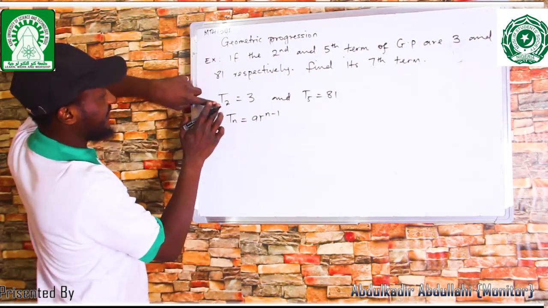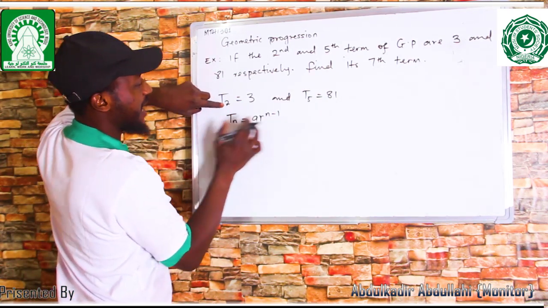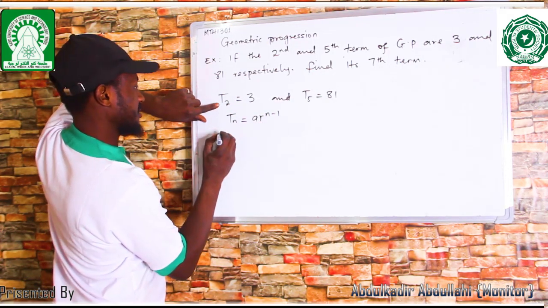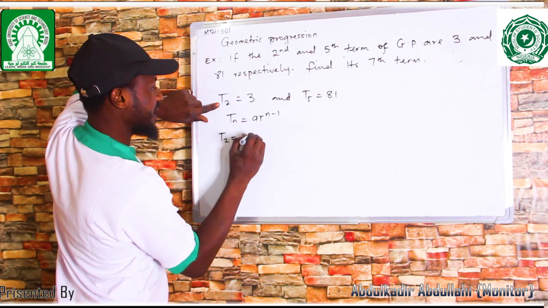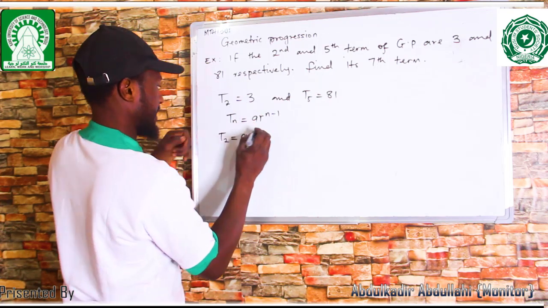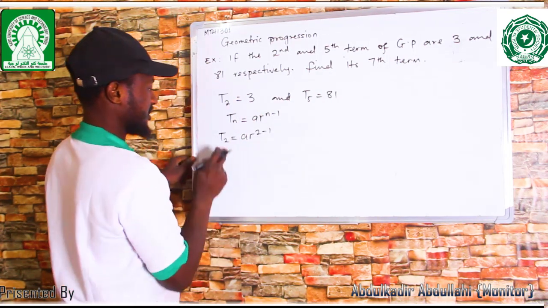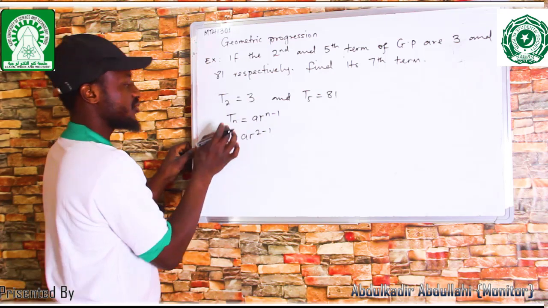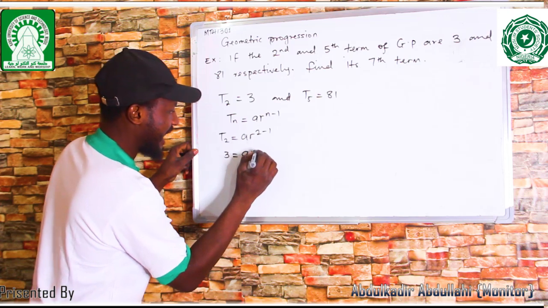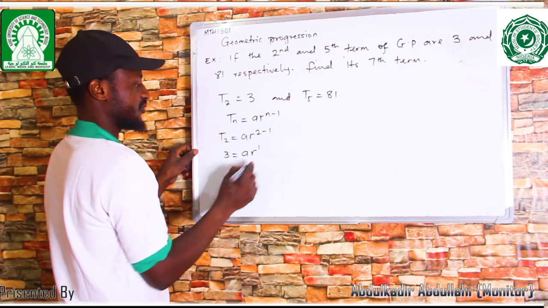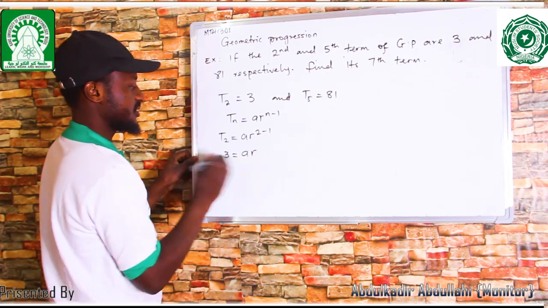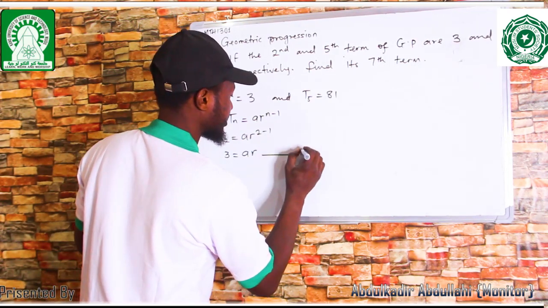From here, if I take the second term, I know that my n here is 2. So just replace n by 2. Having T of 2 is now equal to A R^(2-1). But the second term is given as 3, so I will replace this by 3. I'm going to have 3 is equal to A R. 2 minus 1 is 1, and it's not allowed to put the power 1, just leave it as R. I might call this equation 1.